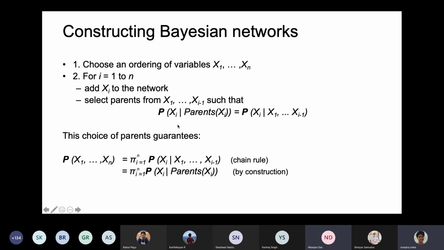So in a network, the conditional probability of a random variable given its parents is actually the indicator of the probability of the random variable given all other nodes in the network. Now, the choice of the parents also guarantees that the full joint probability distribution is the multiplication of the local conditional probabilities by the chain rule.